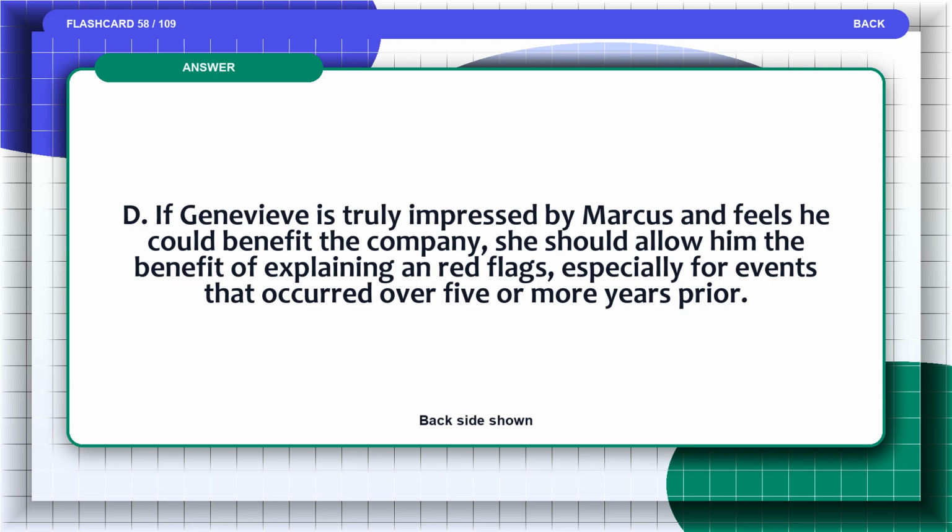The answer is D. If Genevieve is truly impressed by Marcus and feels he could benefit the company, she should allow him the benefit of explaining red flags, especially for events that occurred over 5 or more years prior.